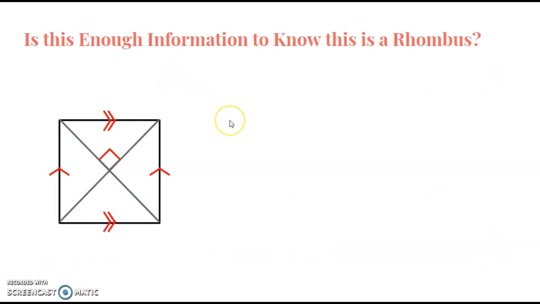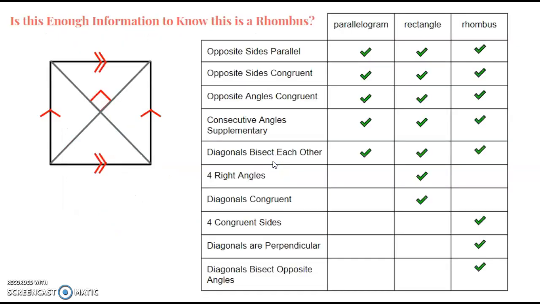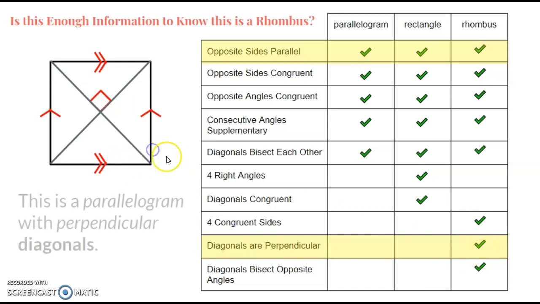So what about this one? Is this enough information to know that this is a rhombus? Well, let's just bring up this chart here. And I want to say, well, what do I know about it? I can see here that the opposite sides are parallel, again, by those arrows. But now I have this other additional property, that the diagonals are perpendicular. This happens to be a parallelogram with perpendicular diagonals.